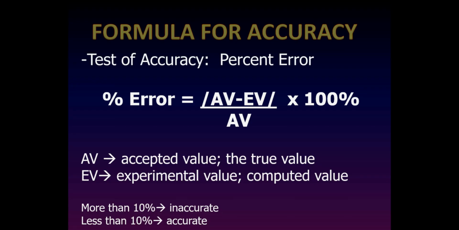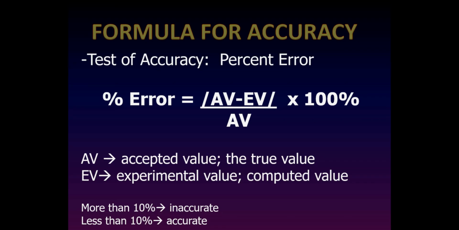In the field of science, wherein you are going to test the values that you obtained, you can use the test of accuracy, or the percent error. This is the formula for the percent error: percent error is equal to the absolute value of the actual value minus the experimental value, over the actual value, times 100%. If your value is more than 10%, we can say that you are inaccurate. But if that is less than 10%, you can say it is accurate. But this is only applicable in our school.